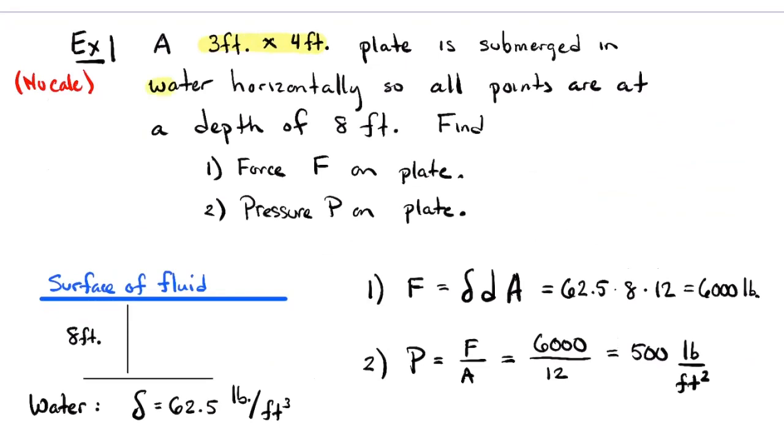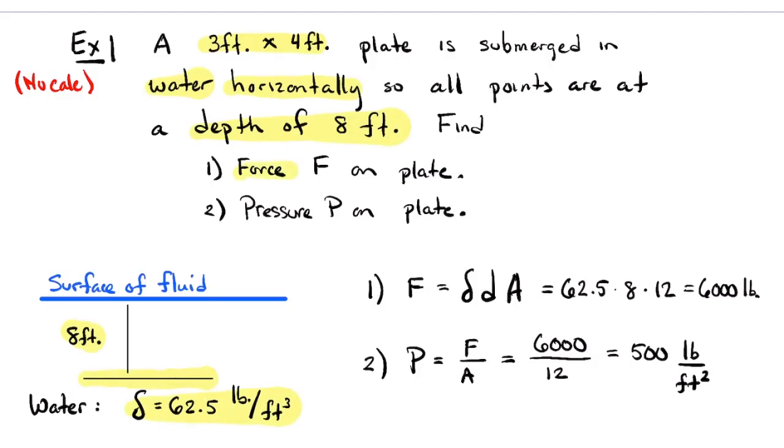Submerging it in water, so we know what the densities of those things are. And I'm doing it horizontally, meaning that all points on it are at a constant depth, and in particular, that constant depth is 8 feet. So check out my picture down here. Here's my surface. Looking at it as an end-on view, every point on that surface is 8 feet below the water. We wrote above that the weight density of water is 62.5 pounds per cubic foot. That's our assumption.